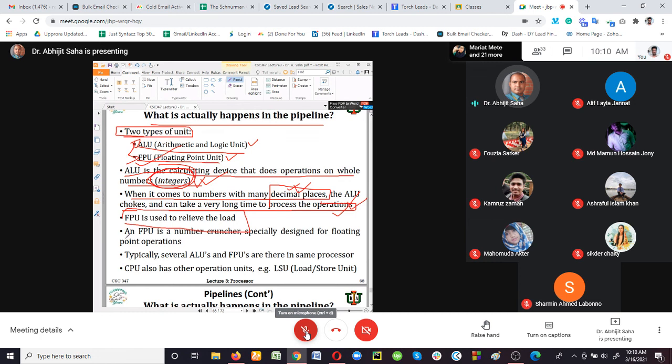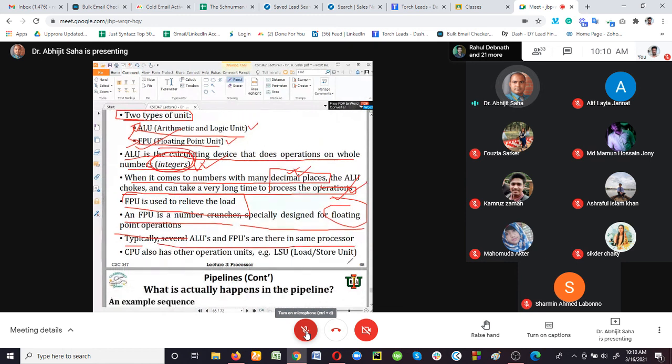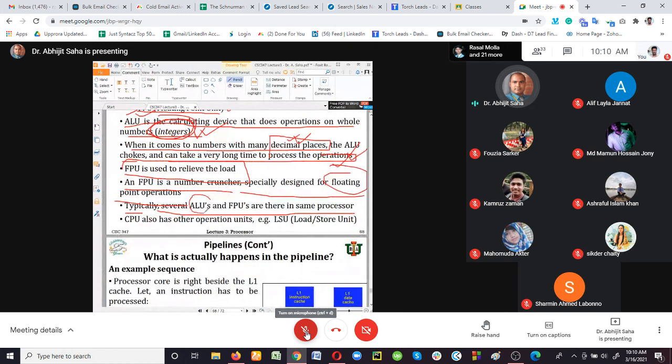An FPU is a number cruncher, especially designed for floating point operations. So if there are floating point operations, they are going to be taken by the FPU. How it is done, we are going to see in the next slide. Typically there are several ALUs and FPUs in the same processor. Do not think that only one execution unit is going to be there. There can be several ALUs as well.